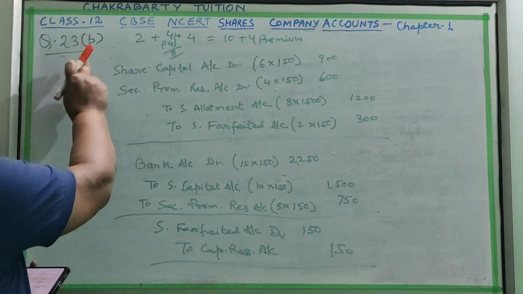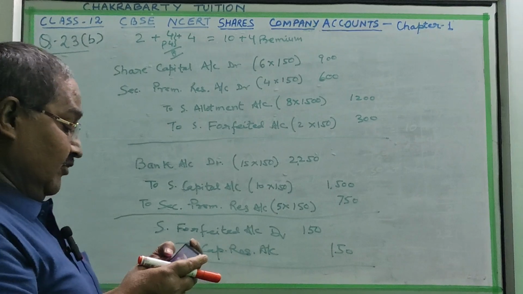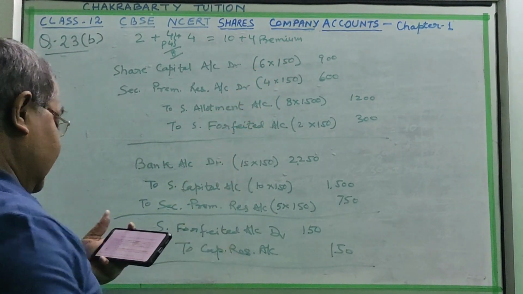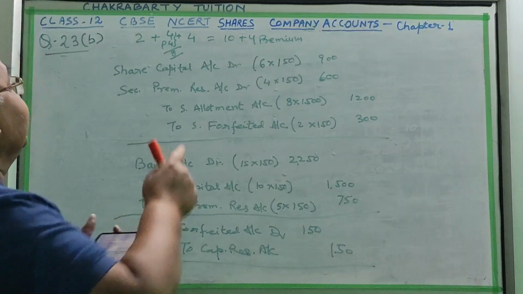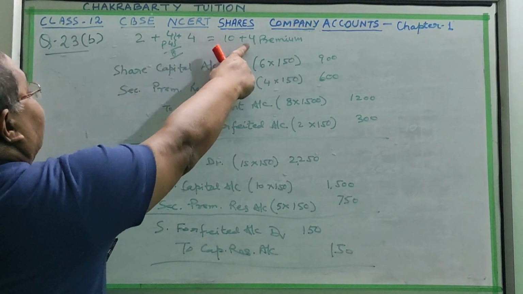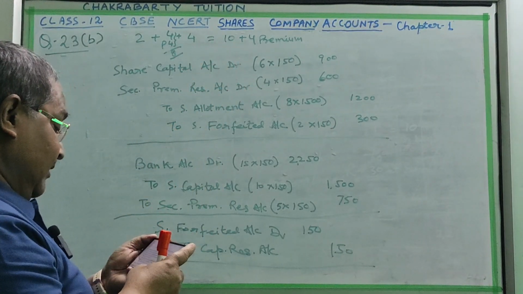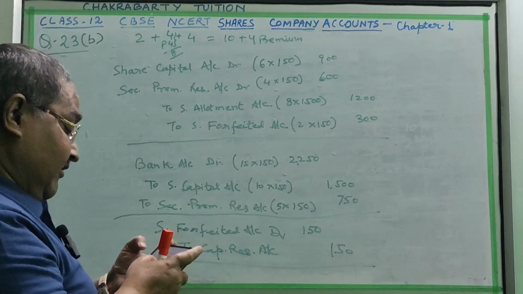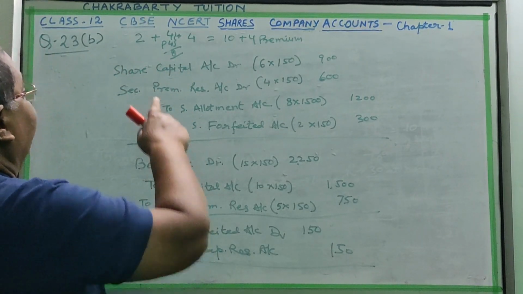Now 23B we are going to do. 150 shares were issued at a premium of rupees 4, payable with allotment. The premium was payable with the allotment money. The shares were forfeited for non-payment of allotment money.